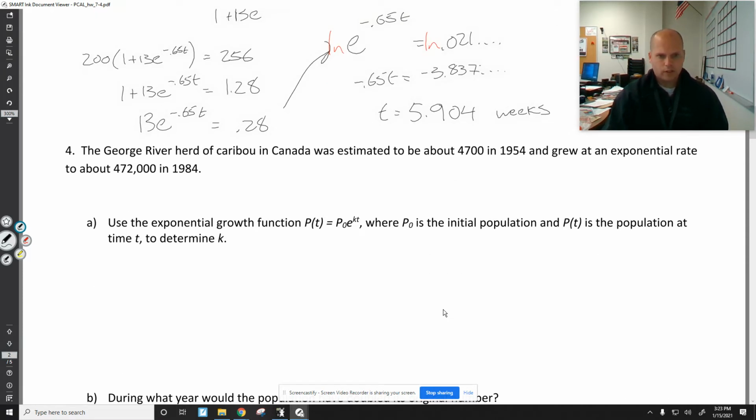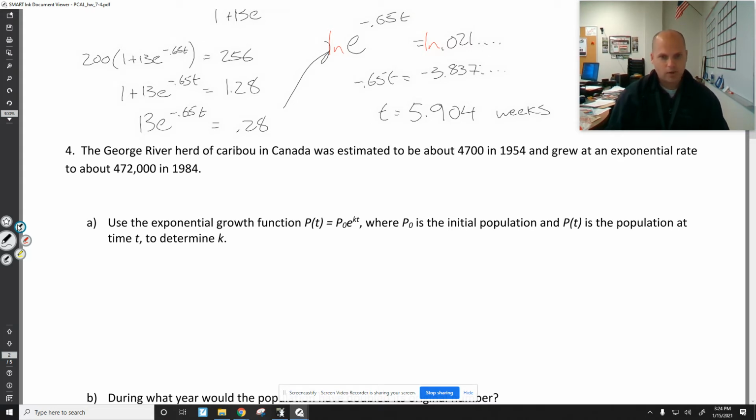The George River herd of caribou in Canada was estimated to be about 4,700 in 1954. It grew at an exponential rate to about 472,000 in 1984. That's a lot of caribou. Use the exponential growth function, P of t equals P naught e to the kt, where P naught is the initial population, and P of t is the population at time t, to determine k.